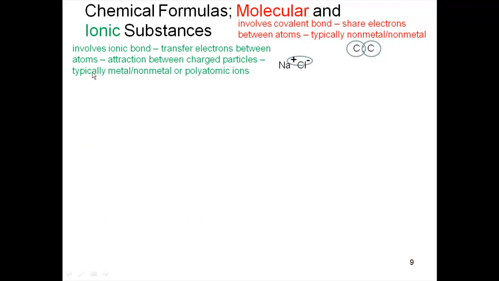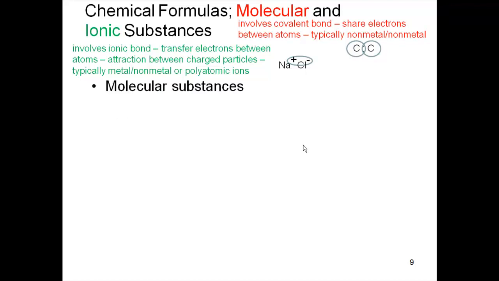An ionic substance involves a transfer of electrons between atoms. Basically, that bond is an attraction between charged particles. Typically, we're talking about a metal-nonmetal arrangement, or, more realistically, charged particles, because polyatomic ions would also have that attraction between charged particles. That attraction between the positive and negative is the ionic bond. One species gives up the electron and becomes positively charged. The other takes on the electron and becomes negatively charged, and that attraction of charges is the ionic bond.